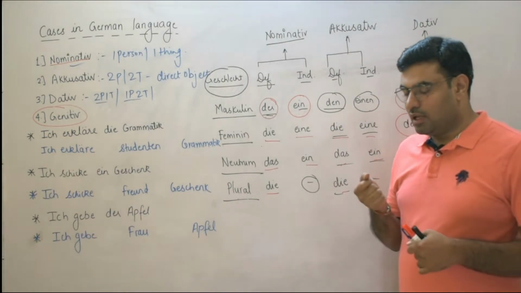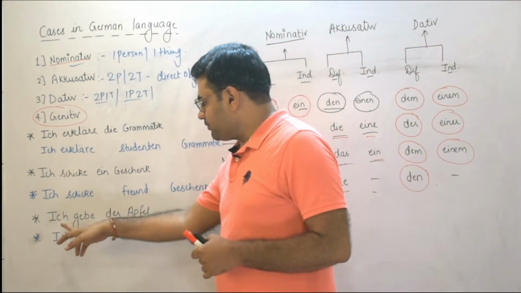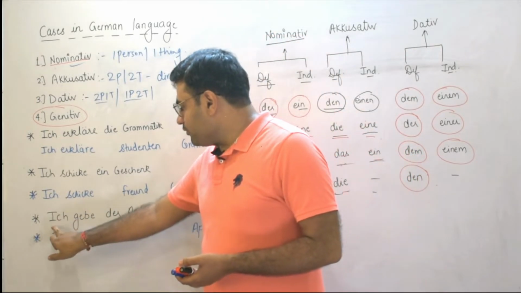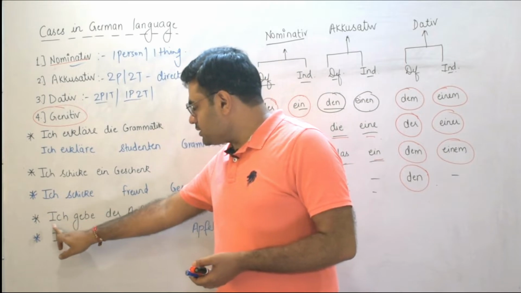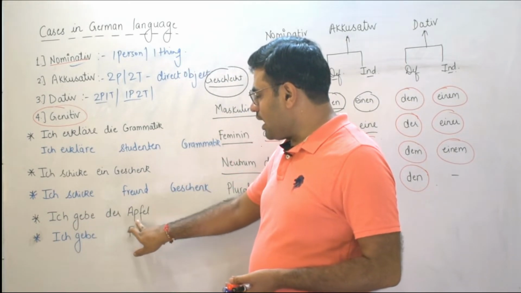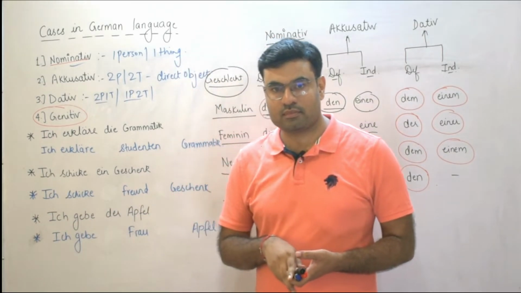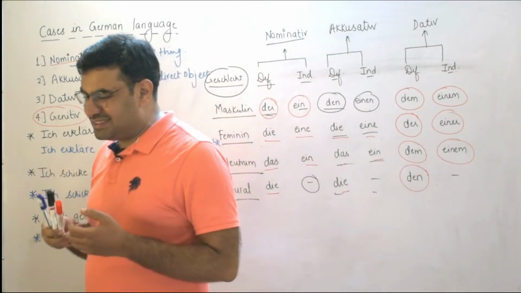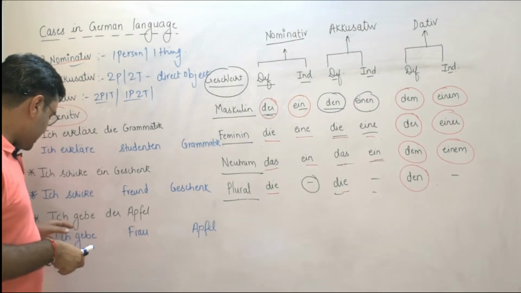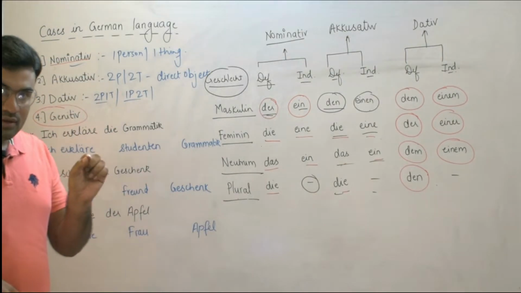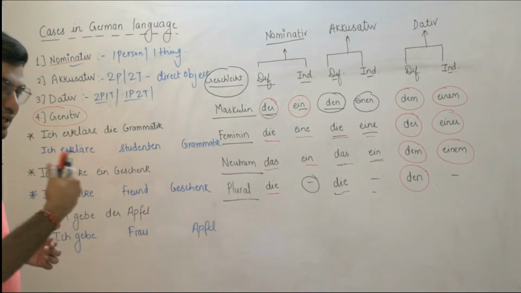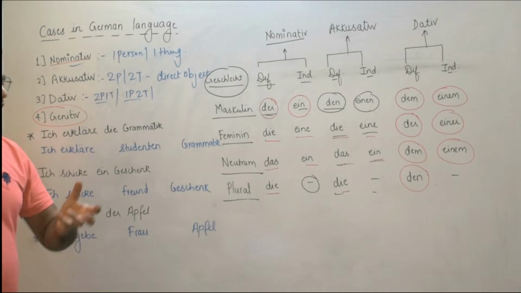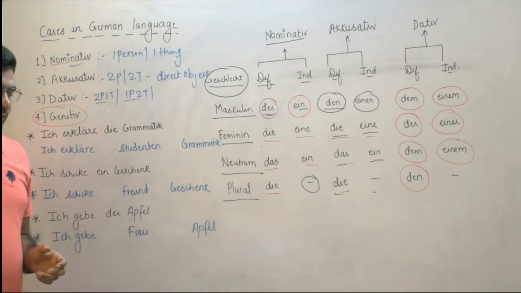Now, next thing, when we have learned that these are articles in nominative, accusative, dative, how to use them? I have written a statement here. Just have a look. I have written this statement: Ich gebe der Apfel. What does this statement mean? Ich gebe, the word is geben. Geben means to give. I give the apple.